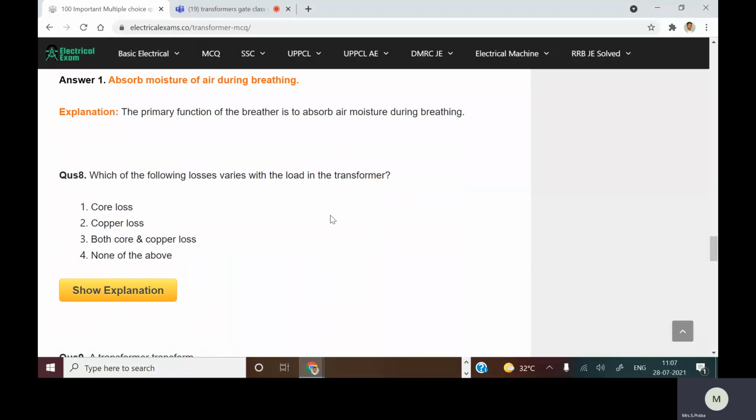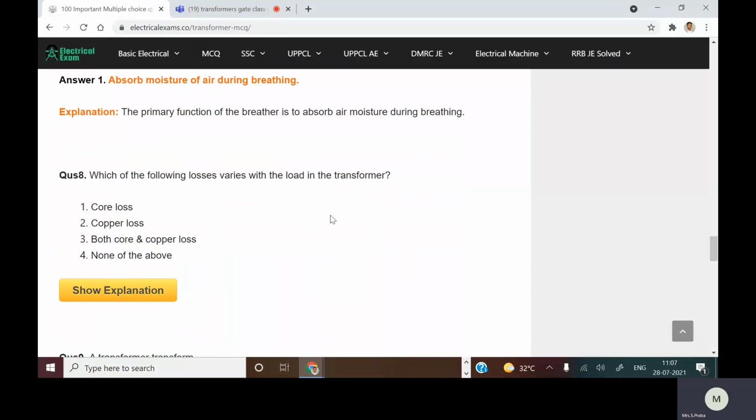So far we have stopped at the breather. Next question: which of the following losses varies with the load in the transformer? Once we are changing the load, which of the following losses varies? Because when losses occur, they must be the same, right? But these losses change when the load varies in the transformer. What is the loss? Core loss, copper loss, both core and copper loss, none of the above. Which one?